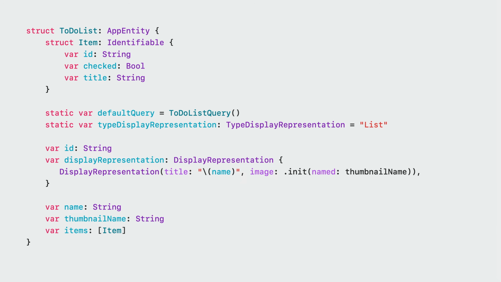Back to the list summary app shortcut I was working on. I'll expand my stub implementation of to-do list by conforming it to AppEntity. I'll implement the type display representation property so that the system knows how to describe this entity type. Likewise, I'll implement a display representation so the system knows how to describe this specific instance. Note that if I want the entity shown at the top level in Spotlight or Shortcuts, my entities need to have an image or symbol in the display representation. And finally, I declare a default query for this entity.